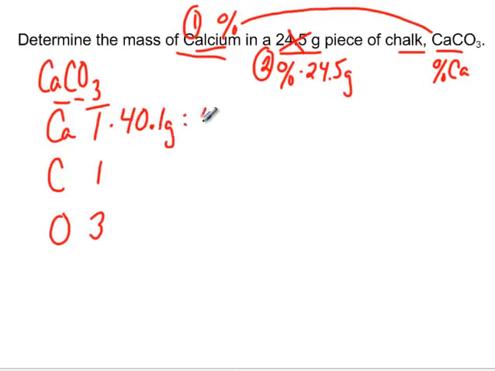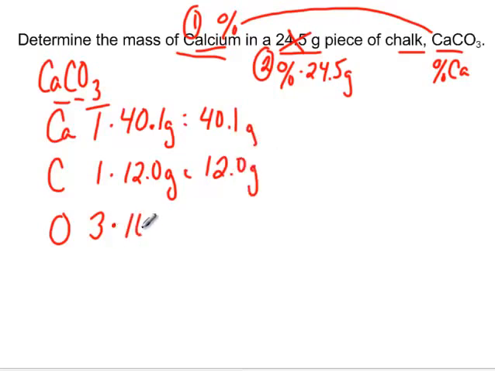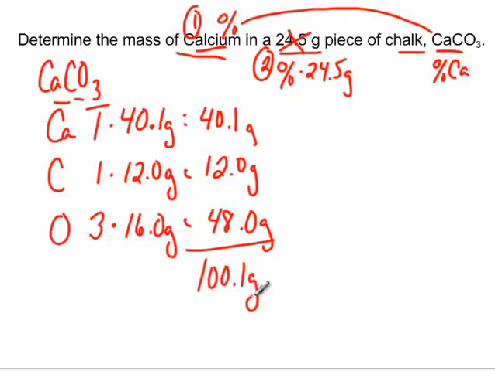Calcium, if we look on the periodic table, has a molar mass of 40.1 grams. So 40.1 times 1 is still 40.1. Carbon, if we look on the periodic table, has a molar mass of 12 grams. 1 times 12 is still 12. And if we look at oxygen on the periodic table, it's 16 grams. 3 times 16 is 48 grams. So if we add all of this up, we come up with a molar mass of 100.1 grams.